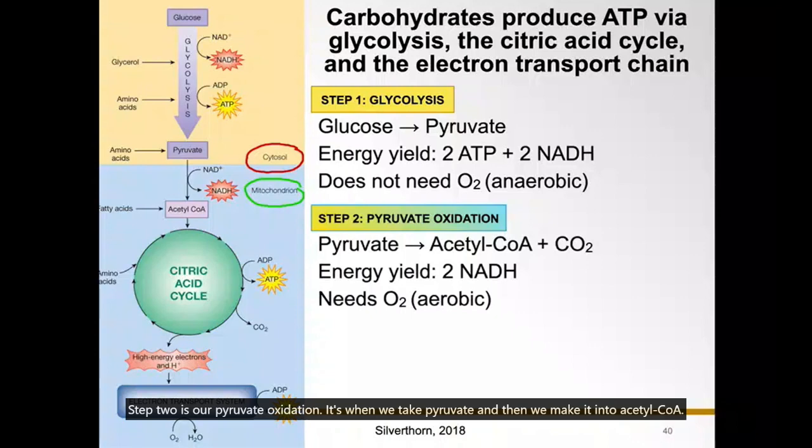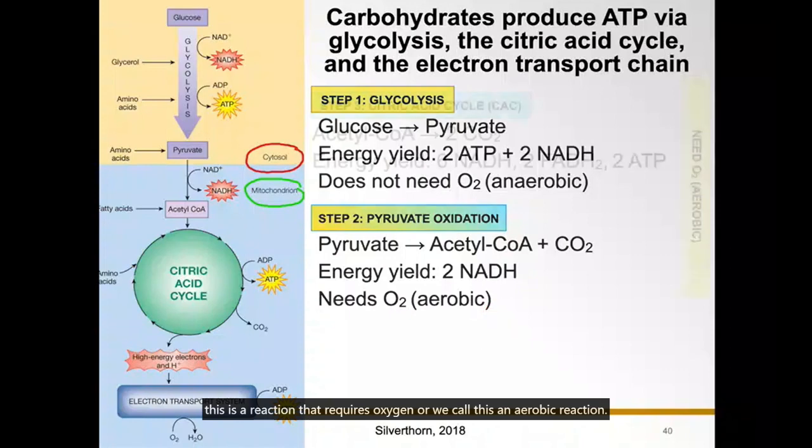Step 2 is our pyruvate oxidation. Right? It's when we take pyruvate and then we make it into acetyl-CoA. The energy yield, once again, from 1 molecule of glucose is 2 NADH. And as we said, this is a reaction that requires oxygen, or we call this an aerobic reaction.